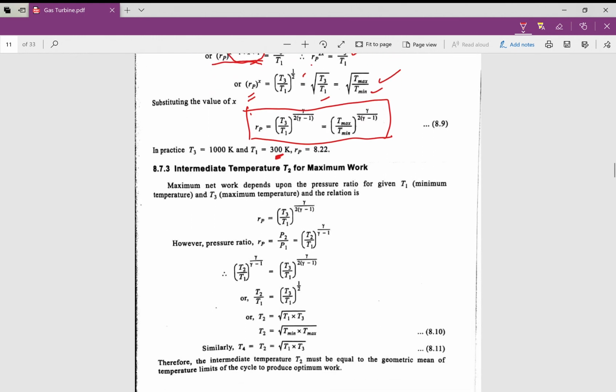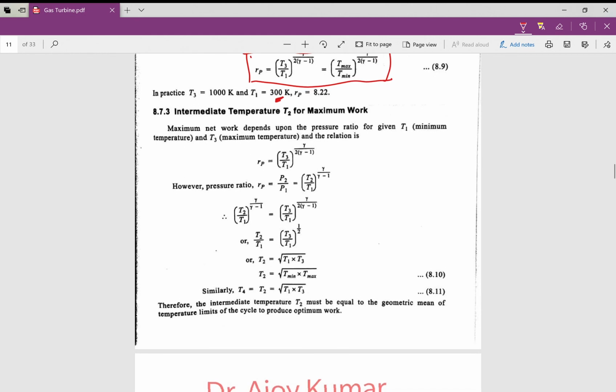So now students, let us move to intermediate pressure. Till now we have calculated the intermediate pressure. What should be the optimum pressure value to get maximum work? At the same time, it is also asked what would be the intermediate temperature T2 for maximum work. This equation was for pressure ratio. Now here we will be dealing with temperature, the intermediate temperature. So we will take reference of this equation over here.